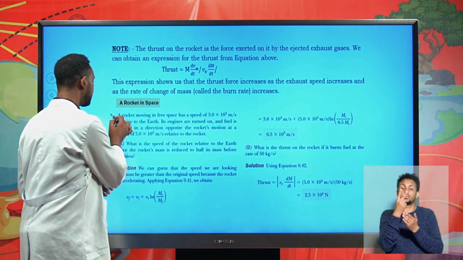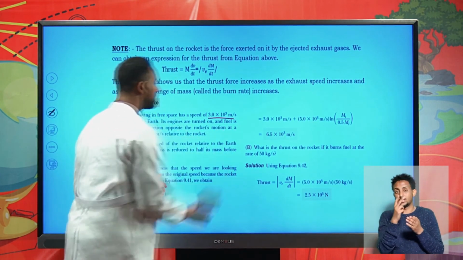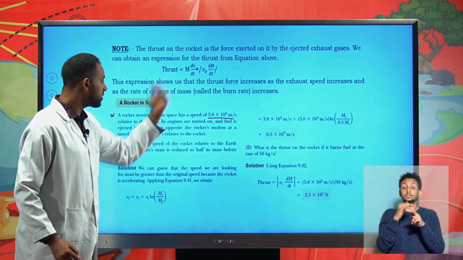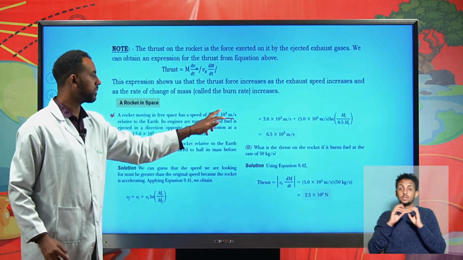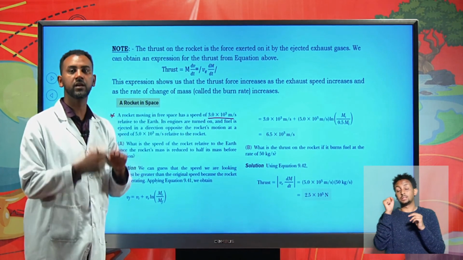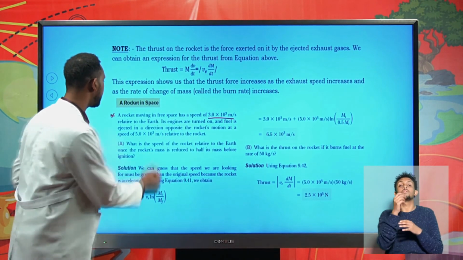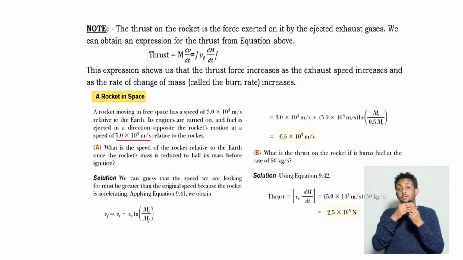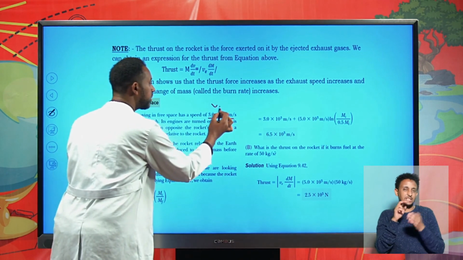Suppose you have a rocket moving in free space with an initial velocity of 3 times 10 to the power of 3 meters per second, okay, relative to the Earth. If its engine is off in space, it's moving with a constant 3 times 10 to the power of 3 meters per second. But suddenly it turns on its engine. While it turns on, it ejects a huge amount of fuel. The fuel is ejected opposite to the rocket, at 5 times 10 to the power of 3 meters per second. This is the ejected velocity of the fuel from the engine, and this is the initial velocity of the rocket.